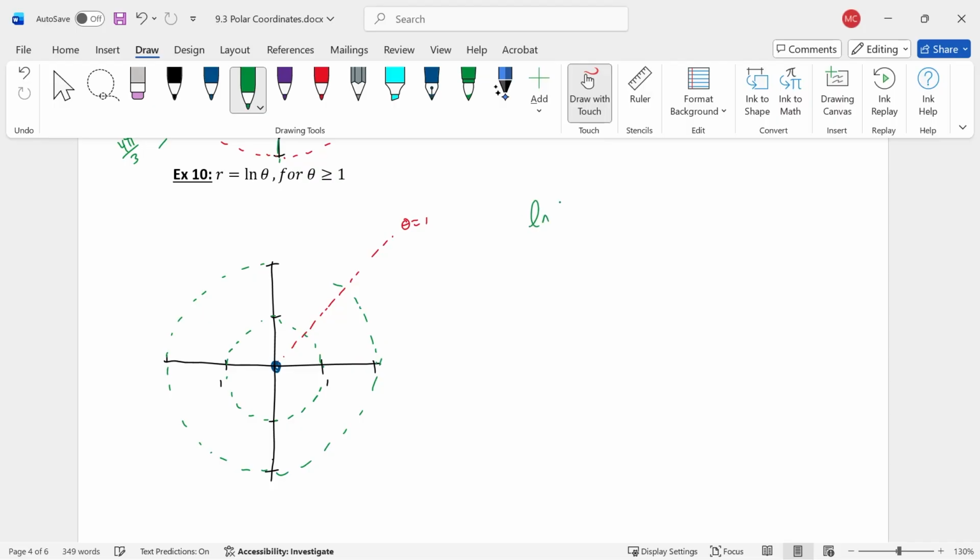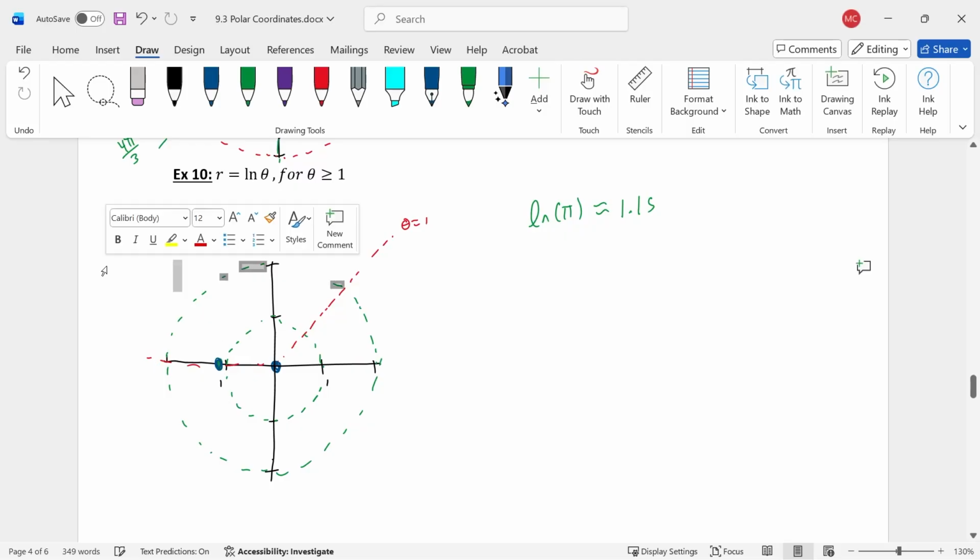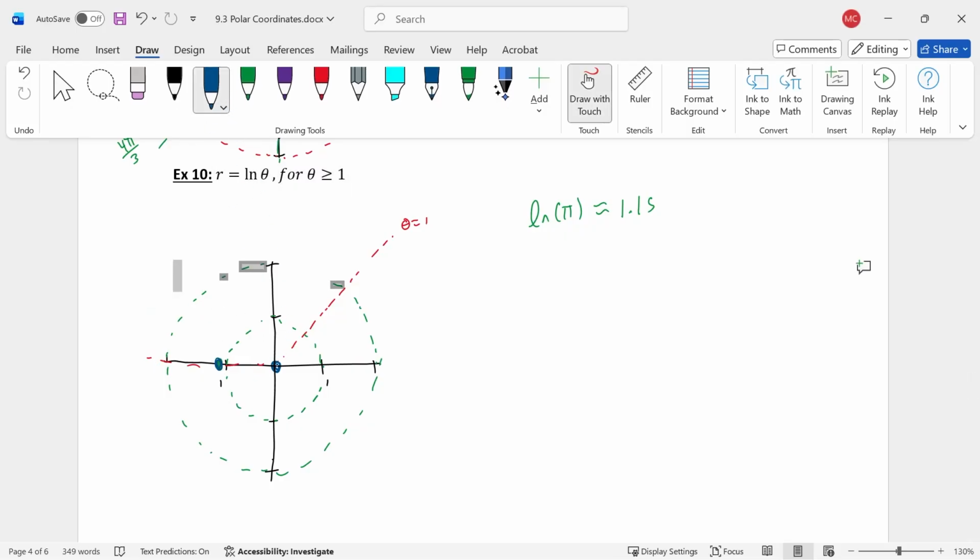So let's try ln of pi. We'll just plug that into our calculator, and ln of pi is about 1.15. So when I get to the angle pi over here, I should have something that's a little bit bigger than 1. So my graph is extending out from 0. As it rotates around, it's extending out longer to get to 1.